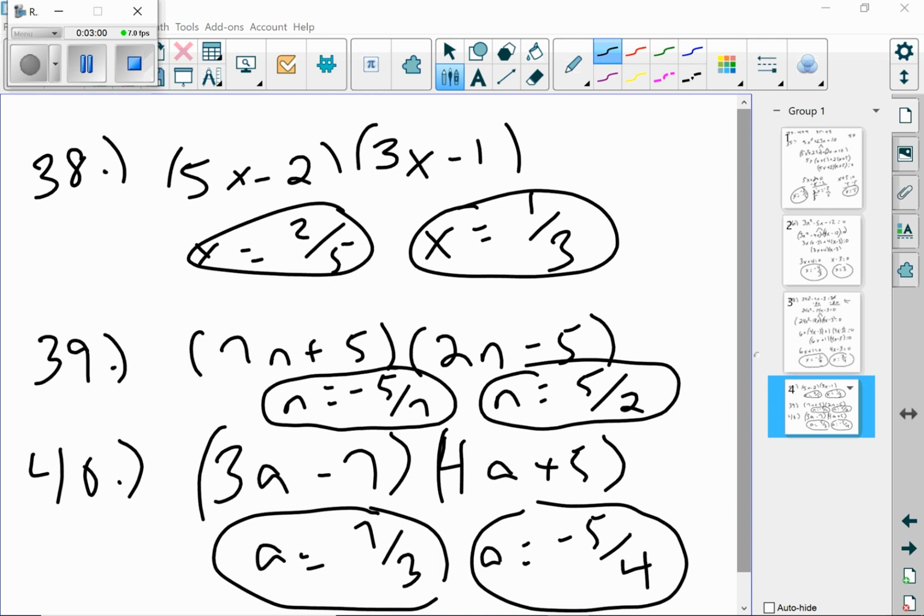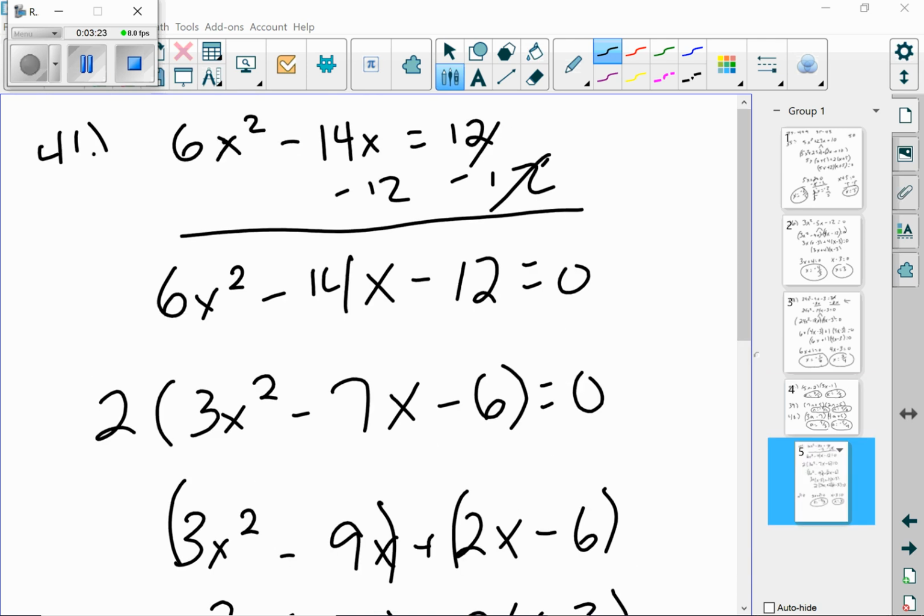Okay, on number 38, 39, and 40, I just wrote the factors up here and let you look at the factors I had and answers. 38, the answers are 2/5 and 1/3, both positive. 39 answers negative 5/7 and positive 5/2. And on 40, the answers are positive 7/3 and negative 5/4.